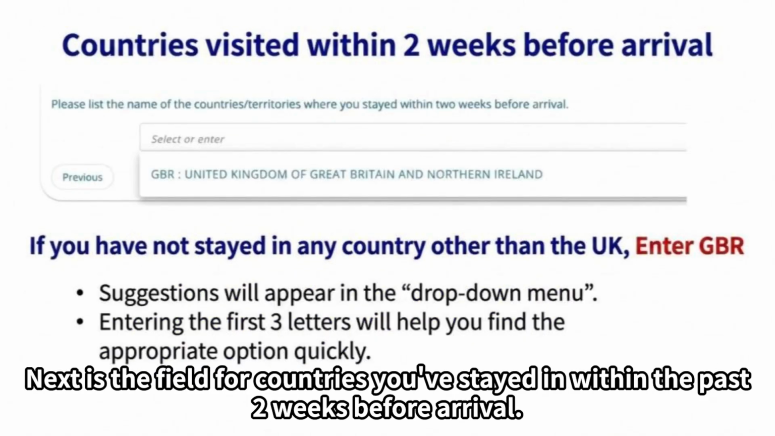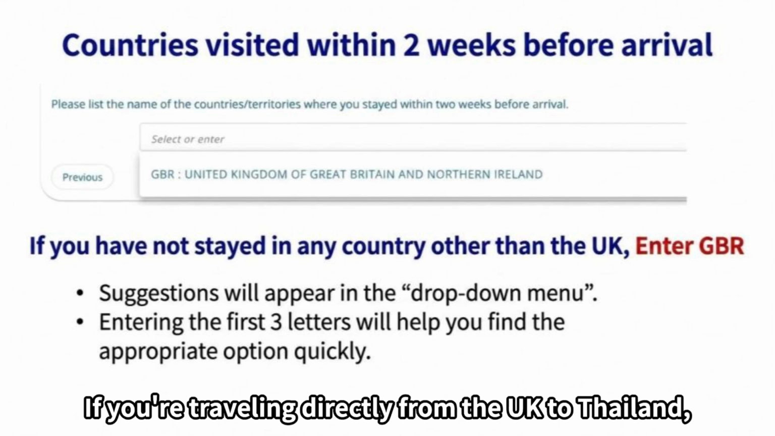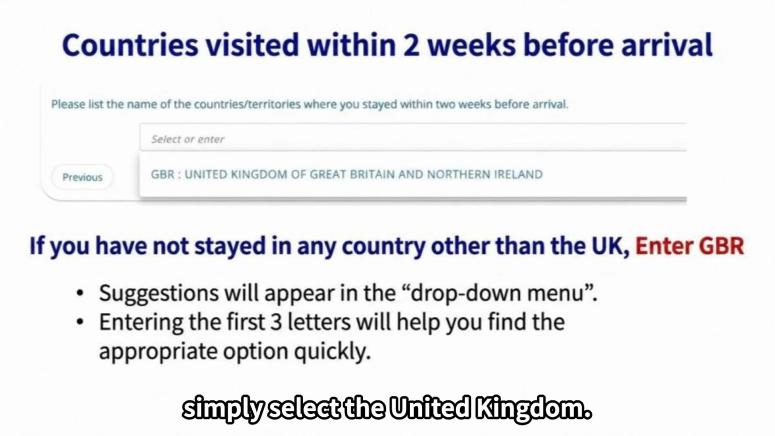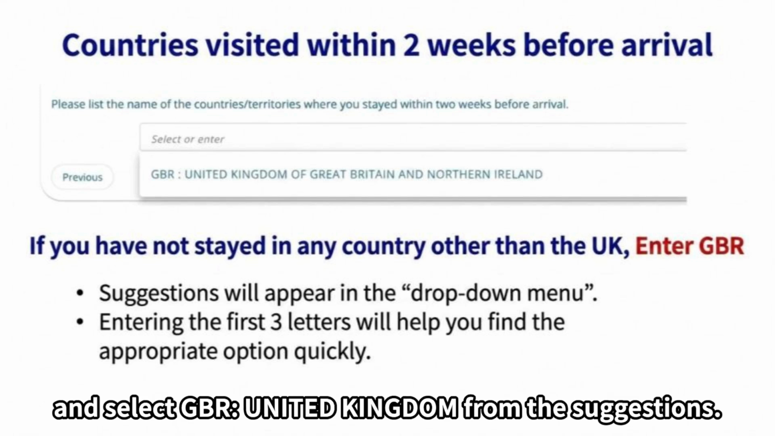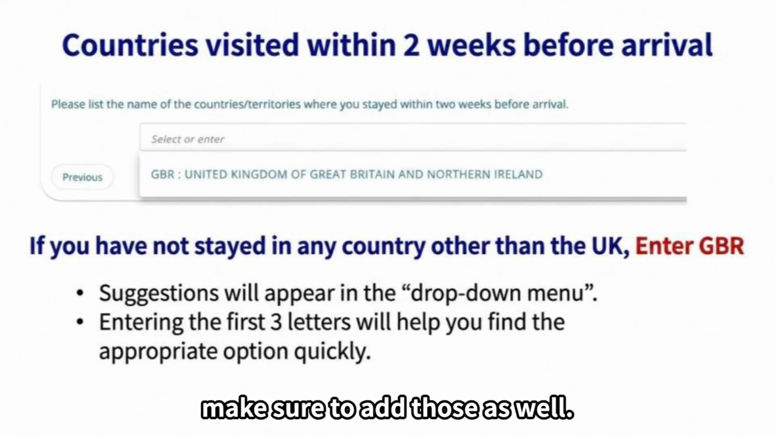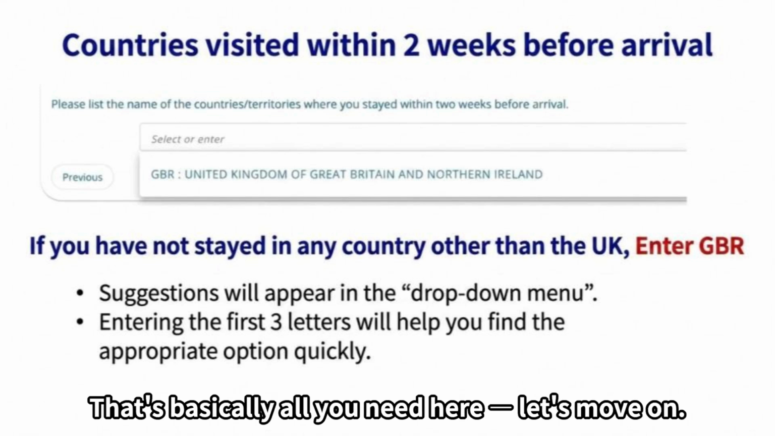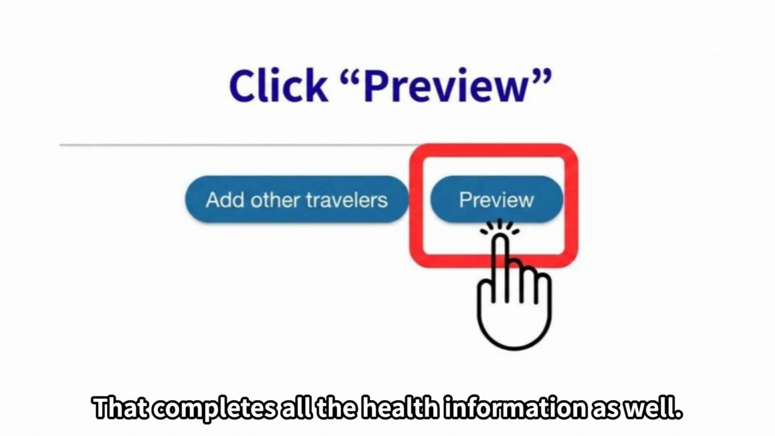Next is the field for countries you've stayed in the past 2 weeks before arrival. Select all countries you've been in over the past 14 days. If you're traveling directly from the UK to Thailand, simply select the United Kingdom. Type GBR on your keyboard as before and select GBR United Kingdom from the suggestions. If you've also been in other countries, make sure to add those as well. That's basically all you need here. Let's move on. That completes all the health information as well.